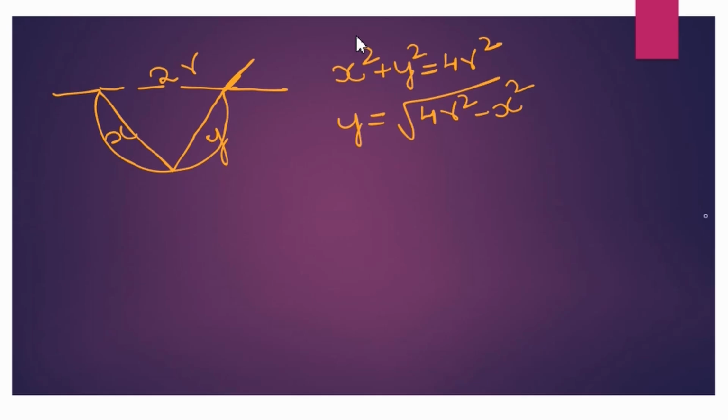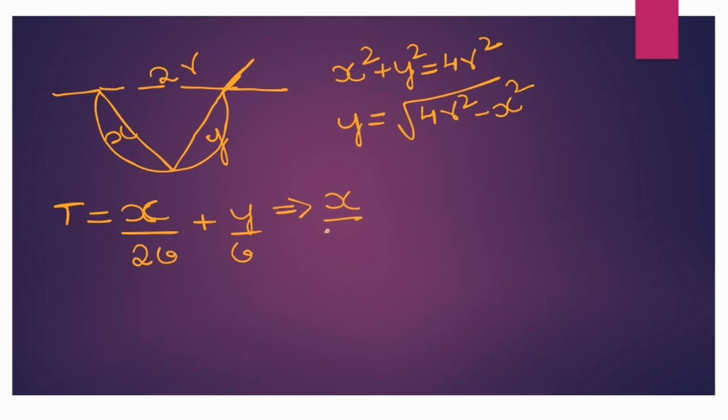Now the question comes, time. Write the time equation: length by velocity. So it is going down. They said it goes down with speed 2v and climbs up with speed v. So the time is x by 2v plus y by v. Substitute y here. So x by 2v plus root of 4r square minus x square, by v.